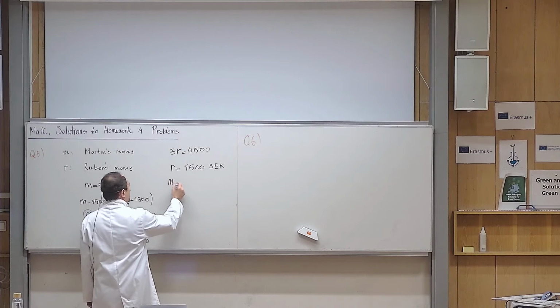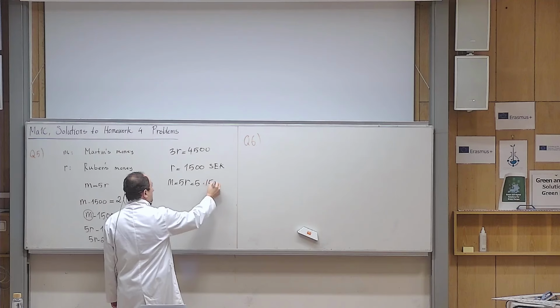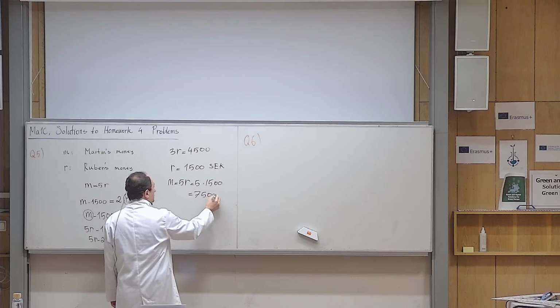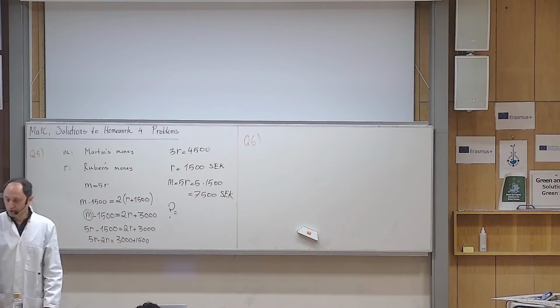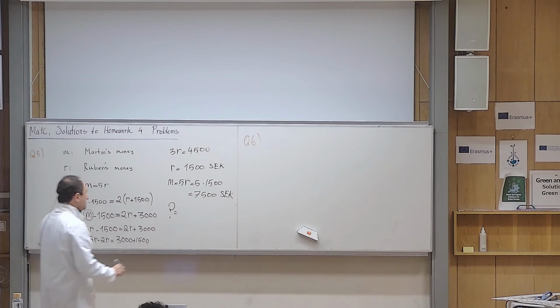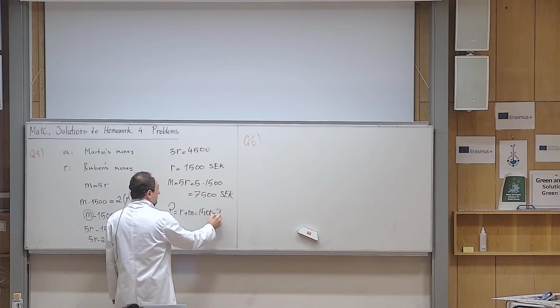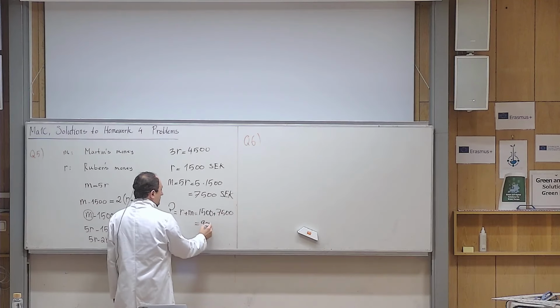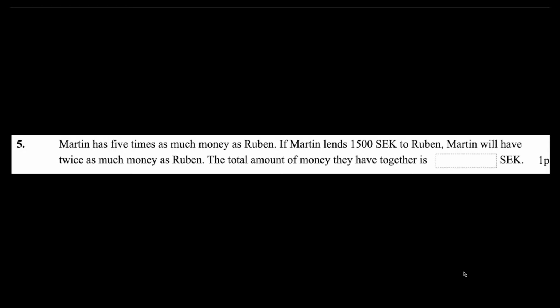But then I need to know M as well. This is very simple because M is just 5 times R. If you have this one, you multiply 5 by 1,500, it becomes 7,500 crowns. But what is the question in the problem? Let us read it again. The total amount of money they have together is how much? So it means that the question mark is R plus M. R is 1,500, M is 7,500. So the answer becomes what? 9,000 crowns. And then if you go to the problem, I have typed SEK myself, so you just need to type the number 9,000 there, and that's the answer.